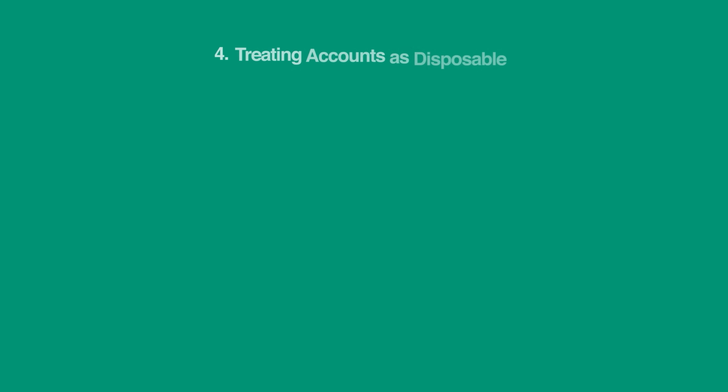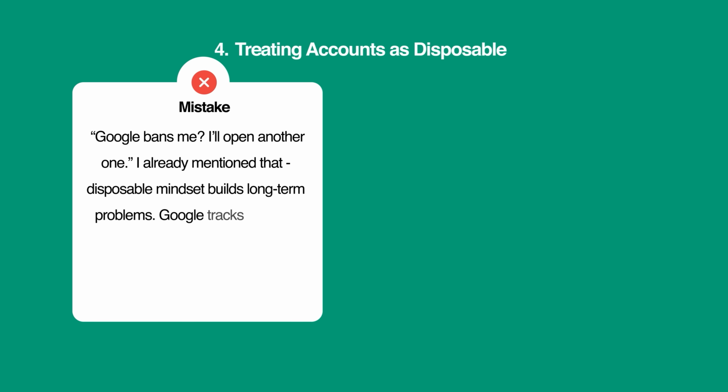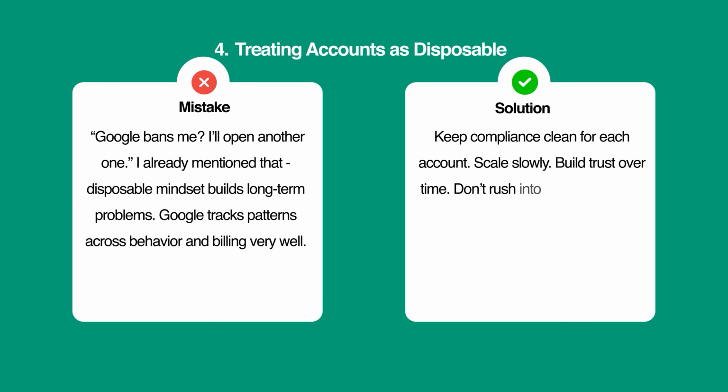Carefully. Treating accounts as disposable. Mistake: Google bans me, I'll open another one. I already mentioned that. Disposable mindset builds long-term problems. Google tracks patterns across behavior and billing very well. Solution: keep compliance clean for each account. Scale slowly. Build trust over time. Don't rush into anything. Boring routine beats quick wins over time.